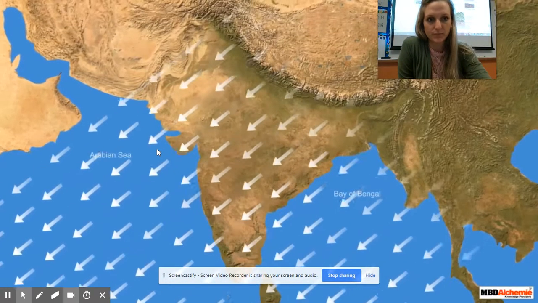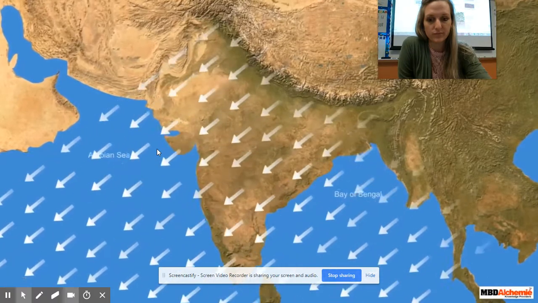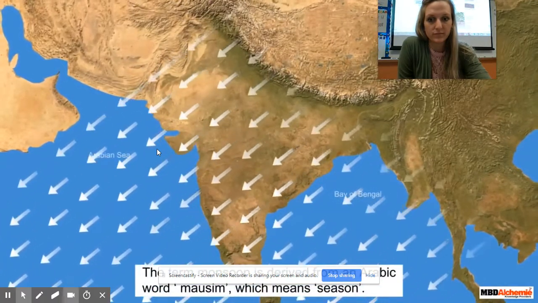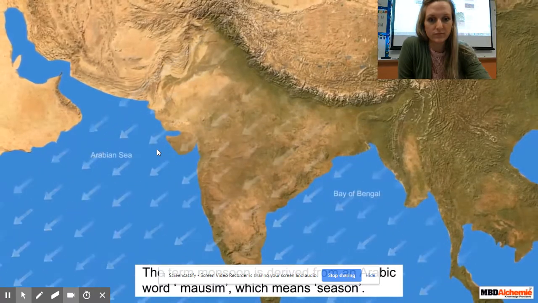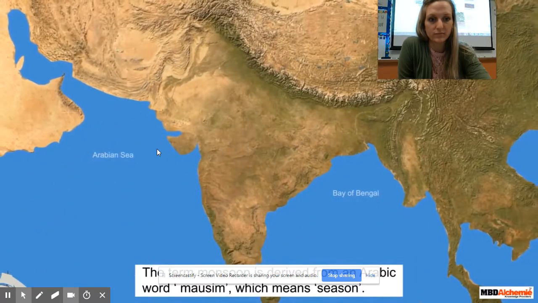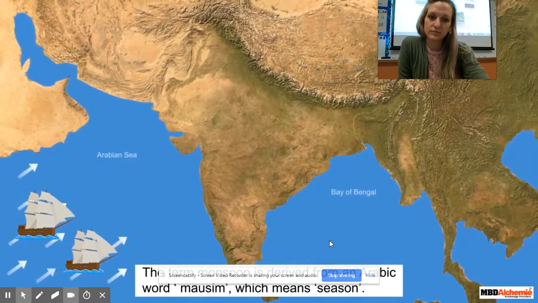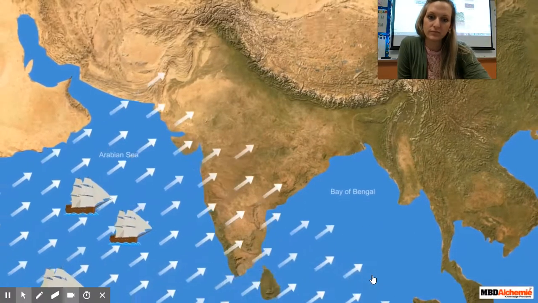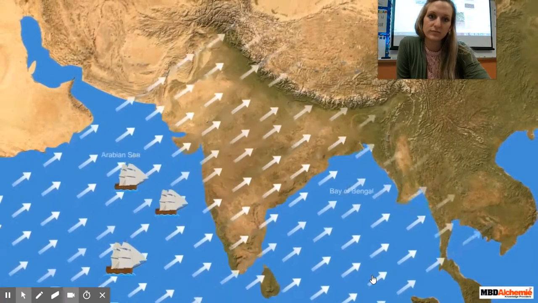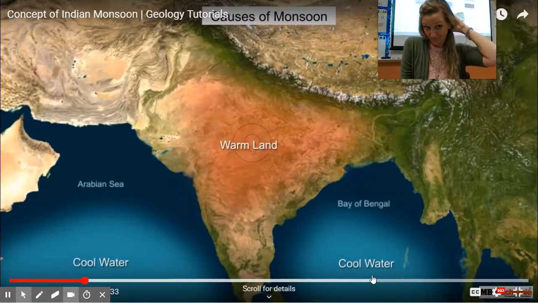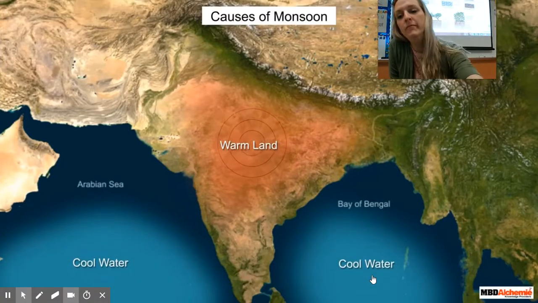It is a typical yet dominant feature of the Indian climate. The term monsoon is derived from an Arabic word mausim, which means season. In olden days, the sailors found this wind convenient to set in their sails on the direction of the wind. They used to save their fuel and time by doing so. Let us discuss the causes of this seasonal reversal of wind from sea to land and land to sea.